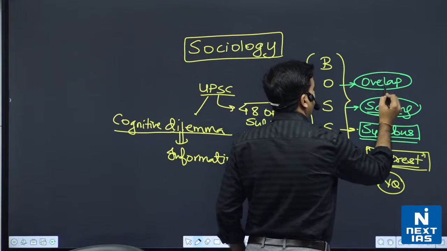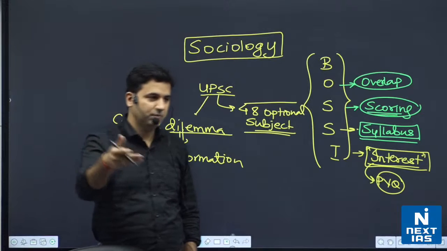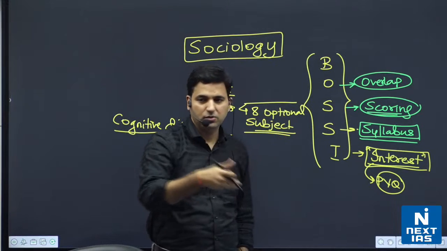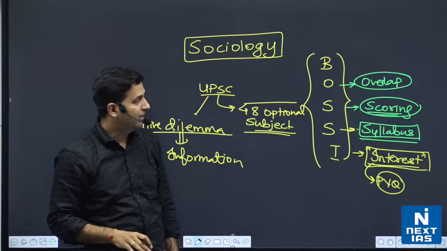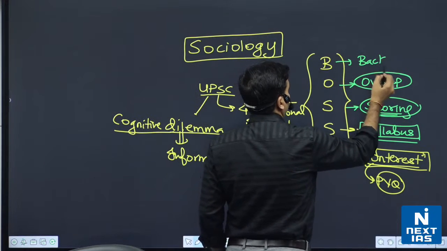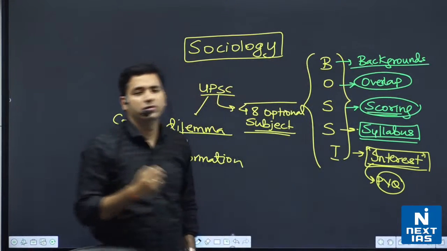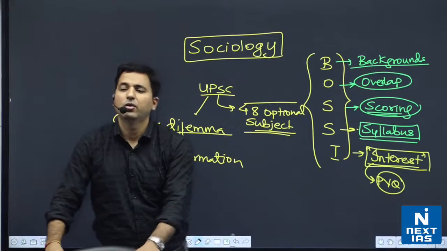Overlap in the other general studies sections. Overlap in history or GS paper 1, overlap in GS paper 2, overlap in GS 3, overlap in ethics. And the last one is the background in the subject. So we found that these are the major criteria of choosing an optional subject.